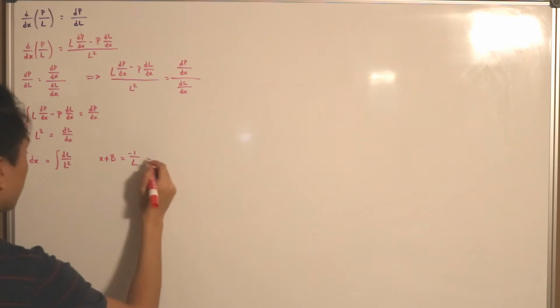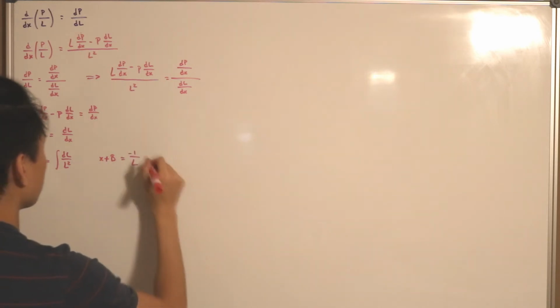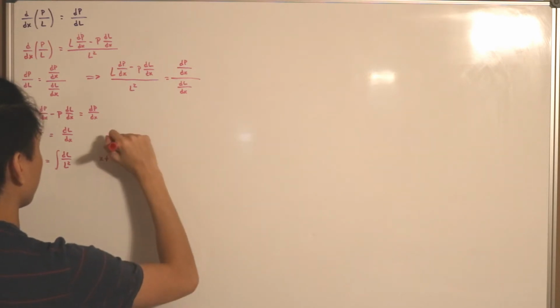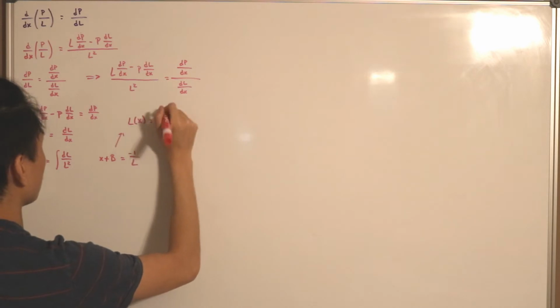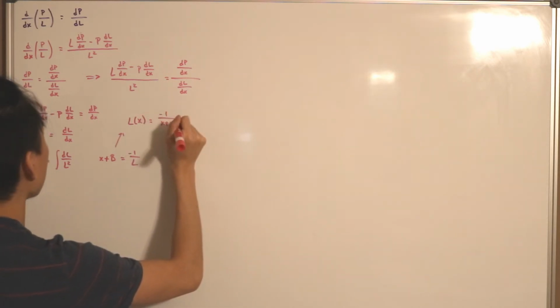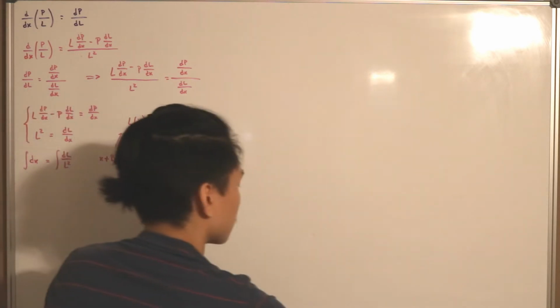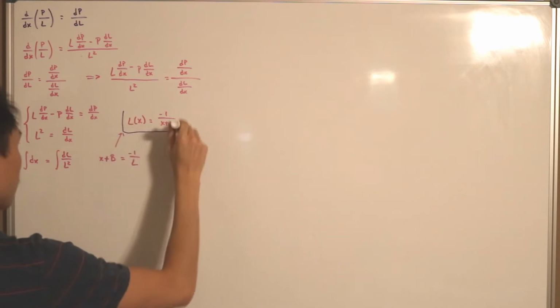I can multiply L to both sides, and then divide by x plus b. So we get that L of x is equal to -1 divided by x plus b. Okay, I'm going to circle that function. So we found one of our functions, we found our function L.